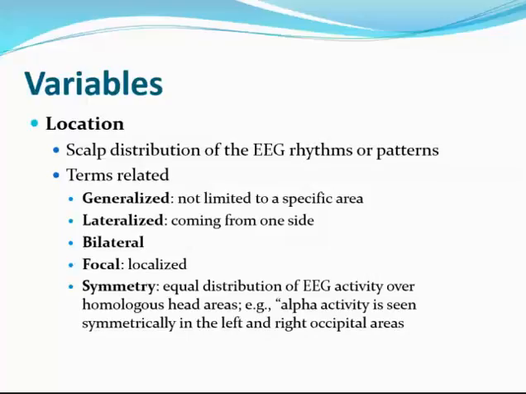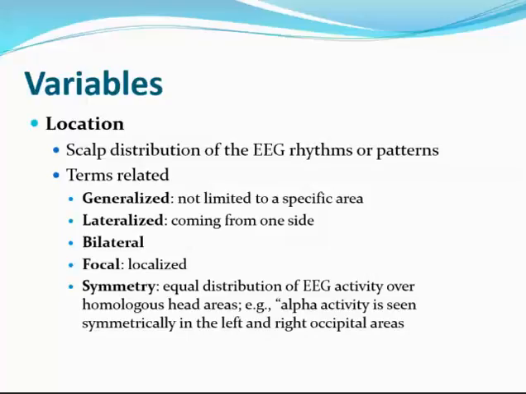And the terms related to that can be generalized, which means it's not limited to a specific area. It can be lateralized, which means it's coming only from one hemisphere or one side. It's bilateral, it's coming from both sides. It's focal, that means it's localized to an area. And you also want to describe the symmetry. Is there equal distribution of this EEG activity over homologous head areas?